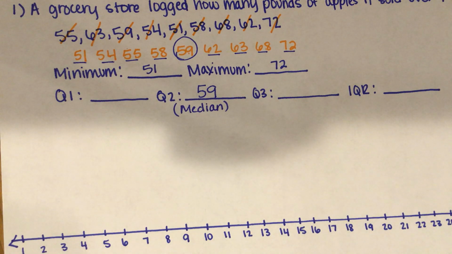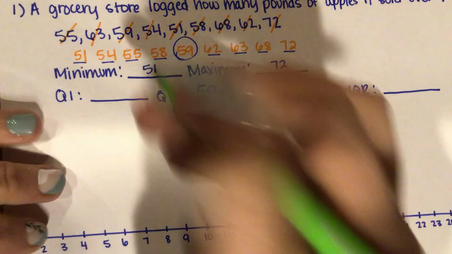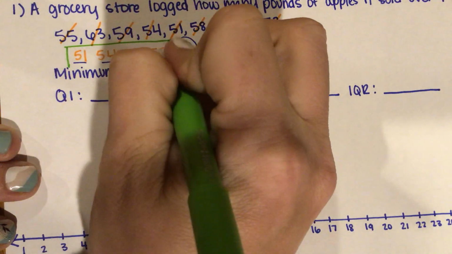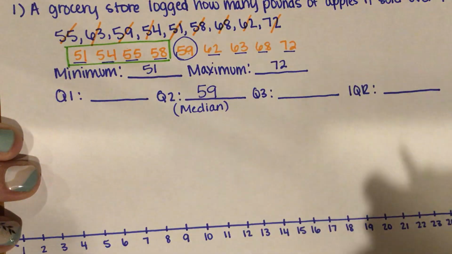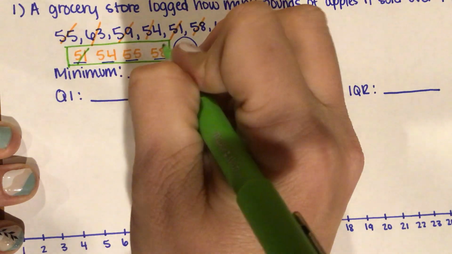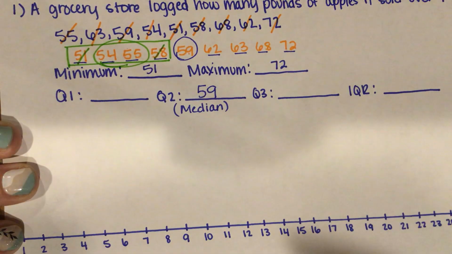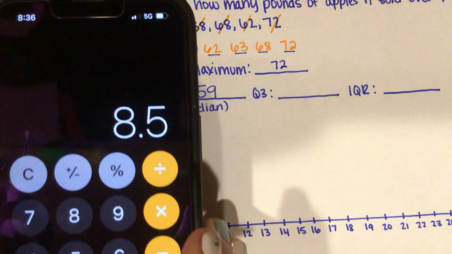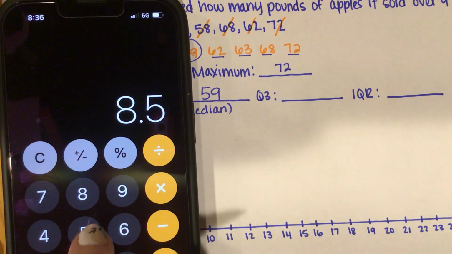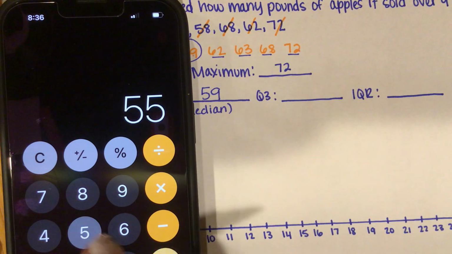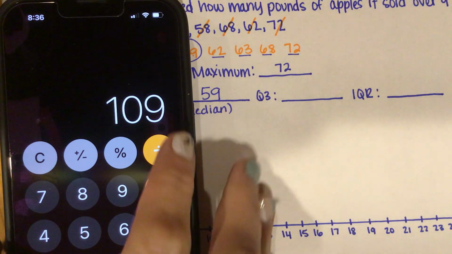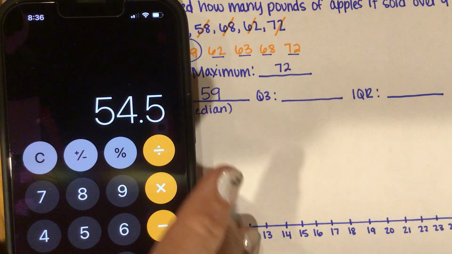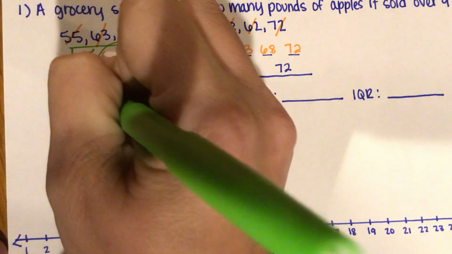Once I have that, I look at the bottom half of my data. I have two middle numbers, 54 and 55. I can do 54 plus 55. It's 109. I divide it by 2. It's 54 and a half.